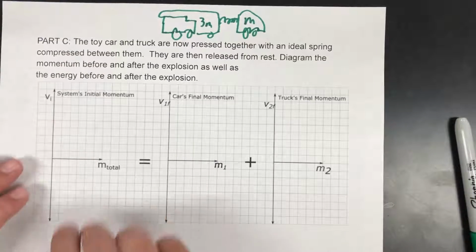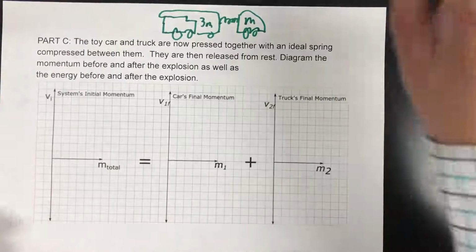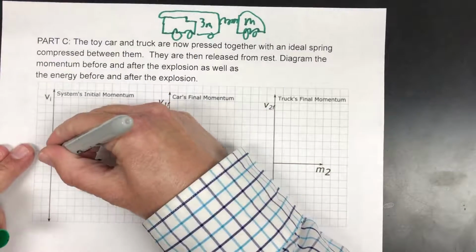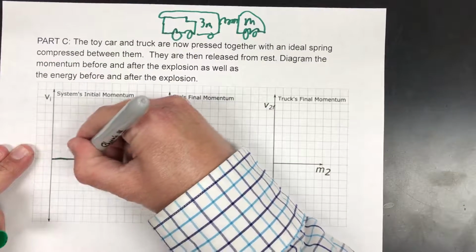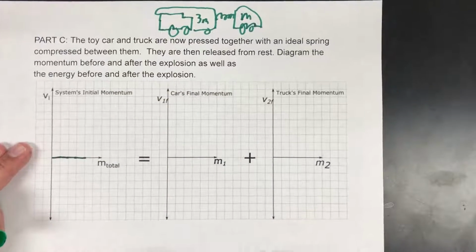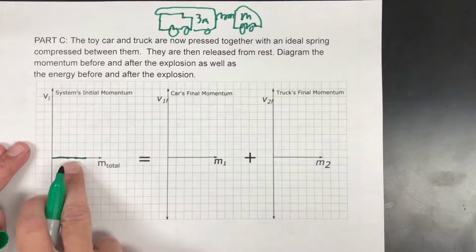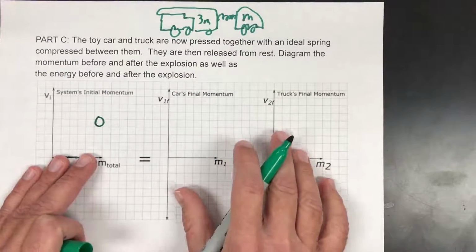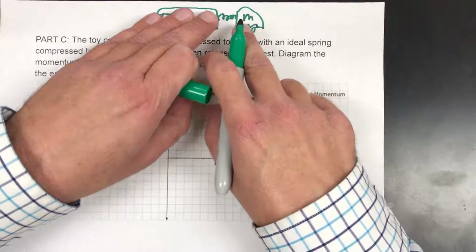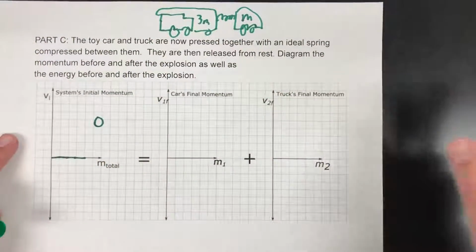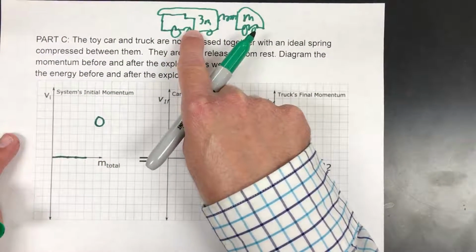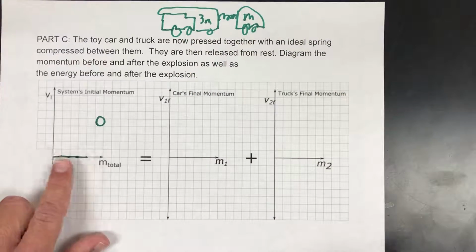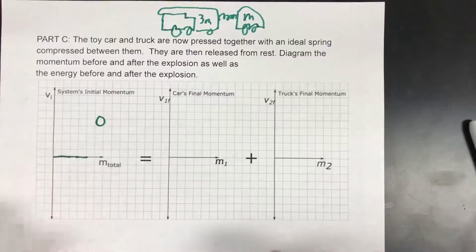Now let's think about the system's initial momentum. They're just sitting there. They have no velocity, so they have no momentum. So 1, 2, 3, 4 blocks wide, I'll still draw it, but it's got no velocity, so it's got no momentum. That means over here we have to have no momentum. How can that be possible if the two fly apart? This one's going to have a negative momentum, and this one a positive, and they have to cancel each other out because we have to keep a momentum of 0.